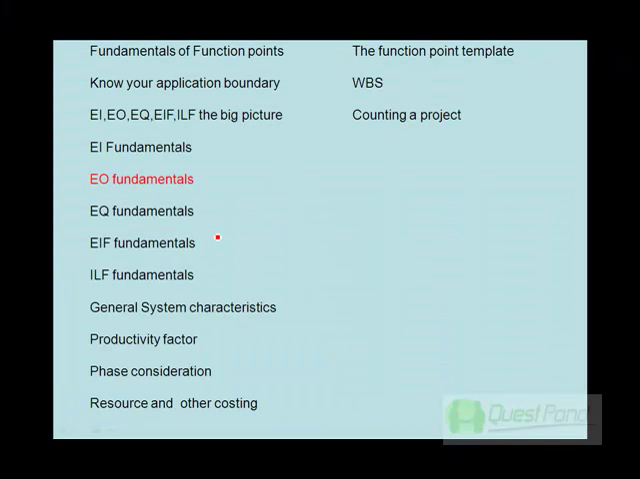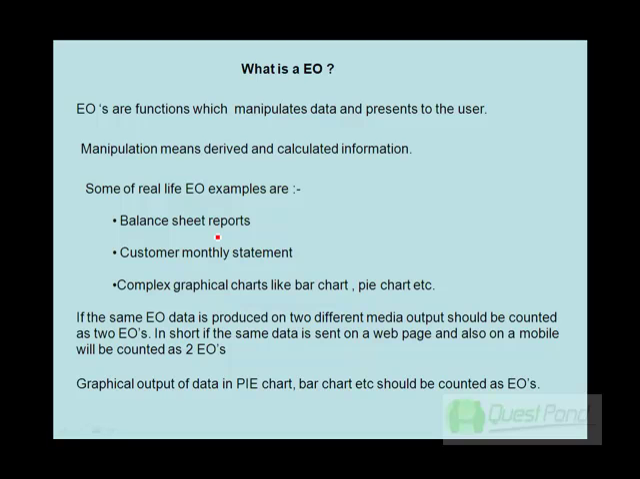Now that we have understood the fundamentals of EI, let's proceed to the second section of function points, that is EO fundamentals. This is again one of the five important elements of function points. Basically, EOs are functions which manipulate data and present it to the user. So for example, take the case of a balance sheet report. The user says, okay, show me the balance sheet for this year.